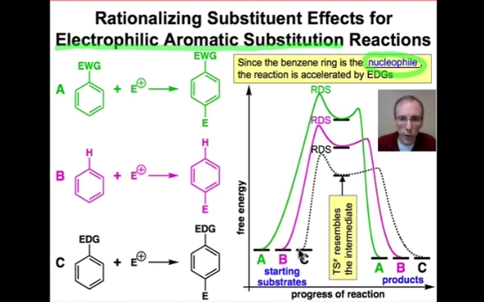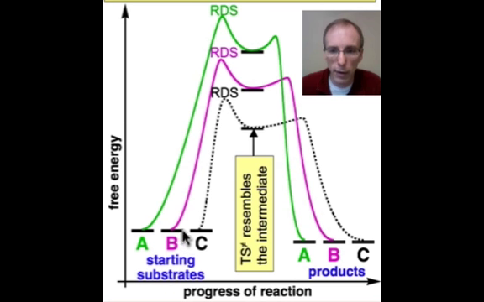So the reaction coordinate diagrams look like this, starting from the starting substrates in which there's either an electron withdrawing group, a hydrogen atom, or an electron donating group on the ring. We see that we'll pass through the rate determining step, the highest point in the reaction energy profile, head to that positively charged intermediate, and then undergo electrophile dissociation onto products.